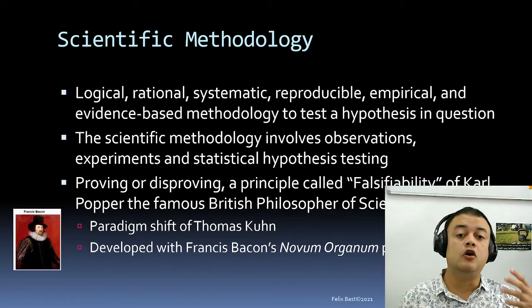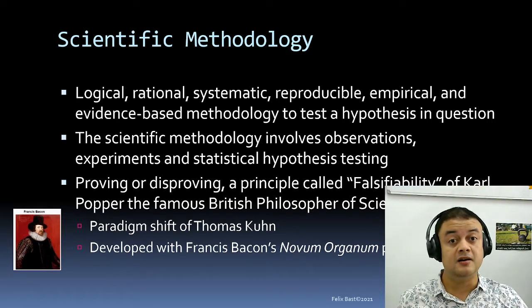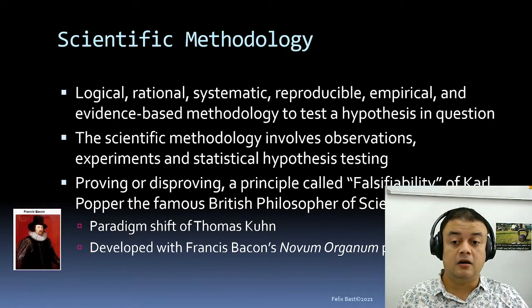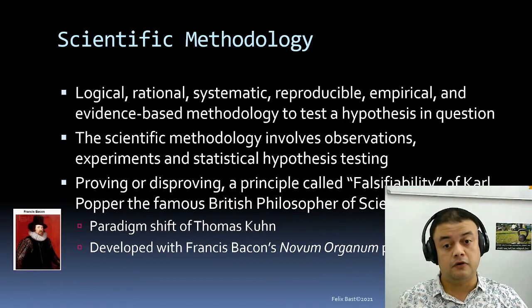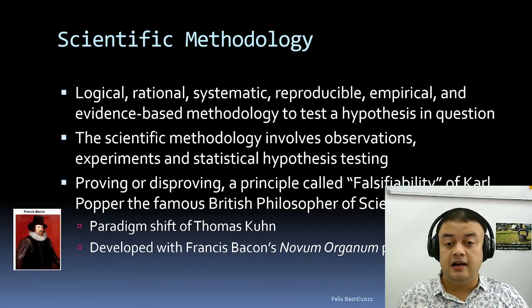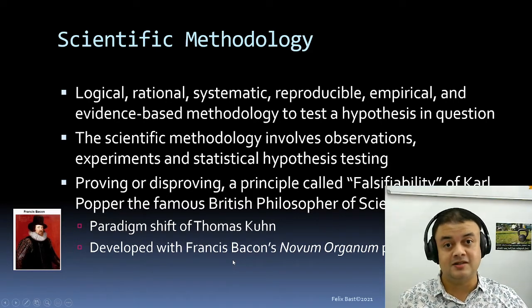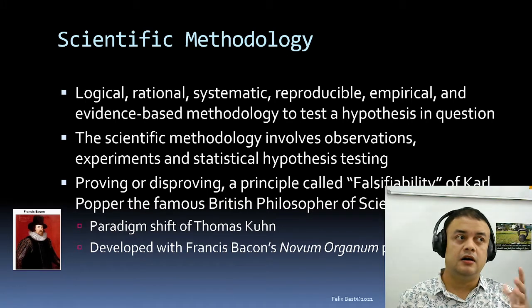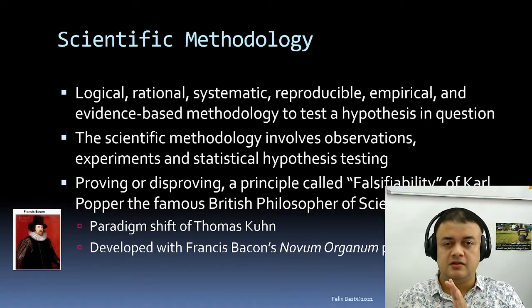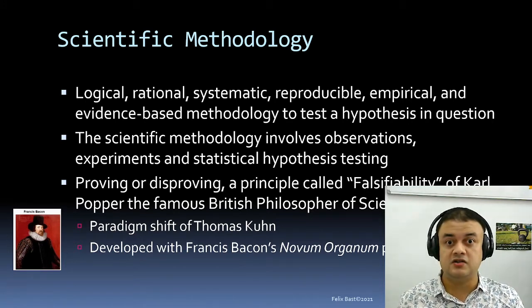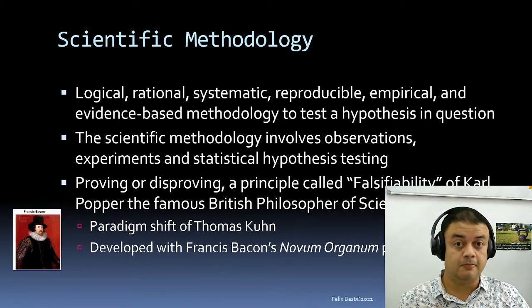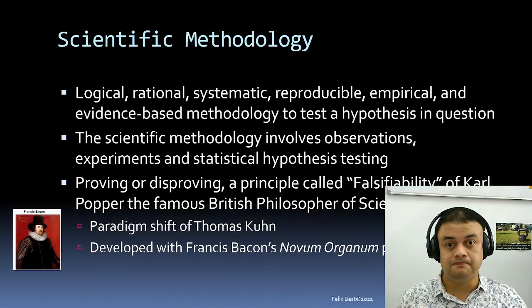Proving or disproving, that is the principle of falsifiability by Karl Popper, the British philosopher of science, right? And later, another theory is Thomas Kuhn's paradigm shift. We introduced all these concepts, right? Paradigm shift is not linear. It's a revolution, right? Once in a while, like serendipitous discoveries, not really lab-oriented study. Karl Popper's falsifiability is more predictable.